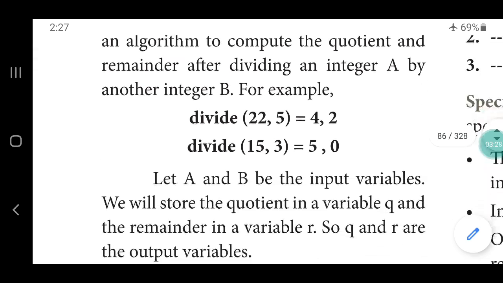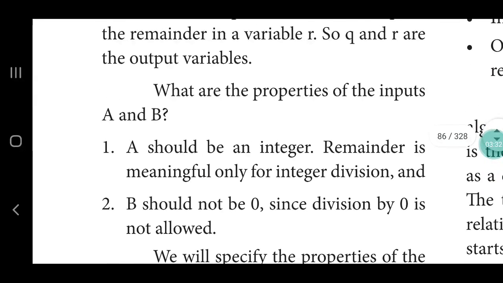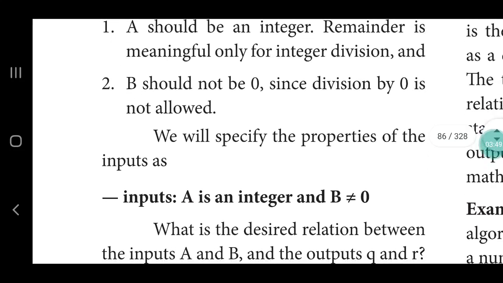For this purpose, we are going to use these properties for writing the specification. A should be an integer and B should not be 0, and remainder is meaningful only for integer division. So for the input, we write: A is an integer and B not equal to 0.